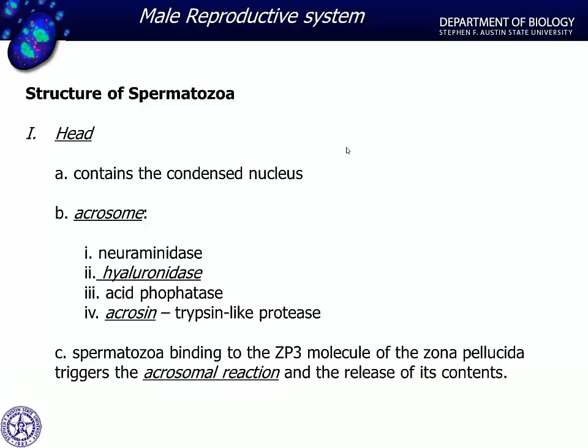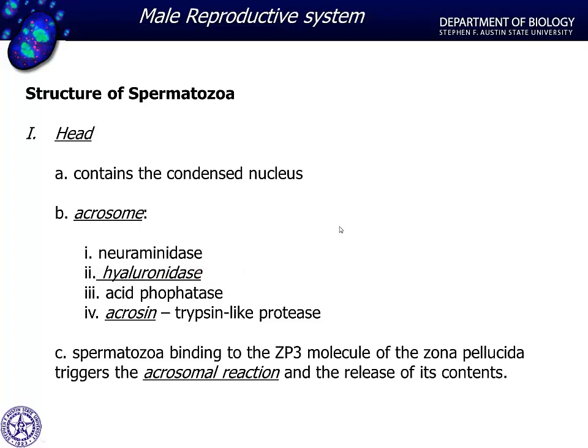Now, just a little bit about the structure of the spermatozoa. When we look at these mature cells, we're going to see, certainly, they have the head. This is where we're going to have the condensed nucleus covered by the acrosome. And within the acrosome, these hydrolytic enzymes are going to be neuraminidase, hyaluronidase. This is going to be a critical enzyme that we have present because much of the zona pellucida is going to be hyaluronic acid. And so that's going to be important to penetrate the zona pellucida.